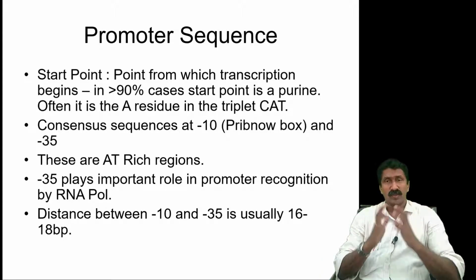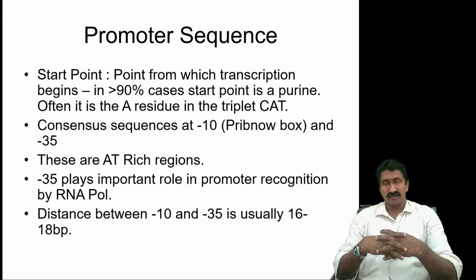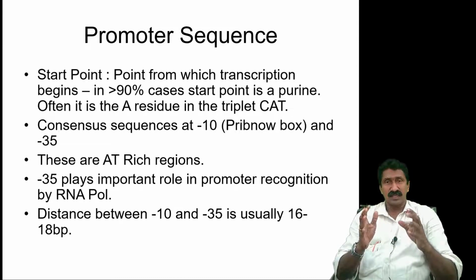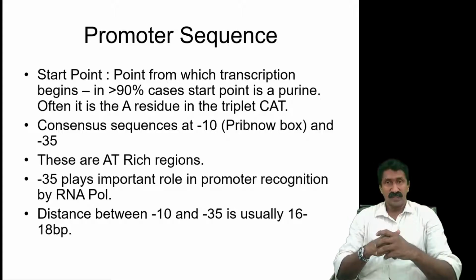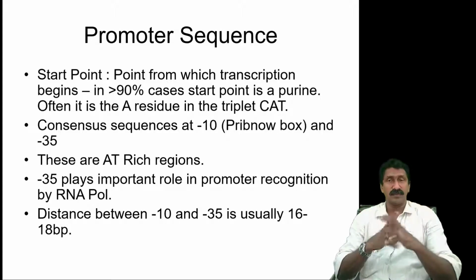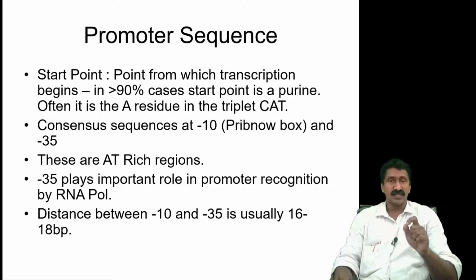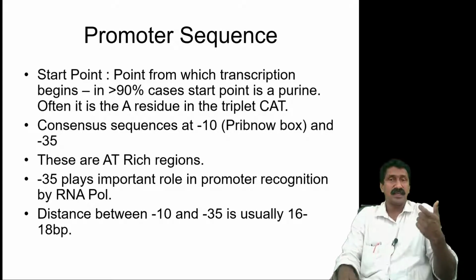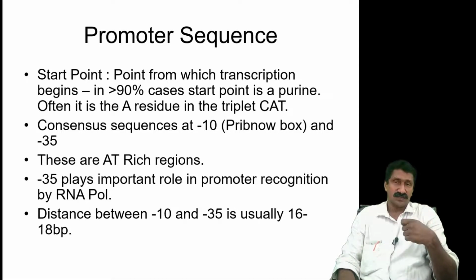In the promoter sequence in a prokaryotic system, there is the start point, the point from which transcription begins. In 90% of the cases, the start point is a purine. Often it is an A residue in the triplet CAT. In the triplet CAT, the A residue is there. In 90% of the cases, that purine, that A, is the start point of transcription.